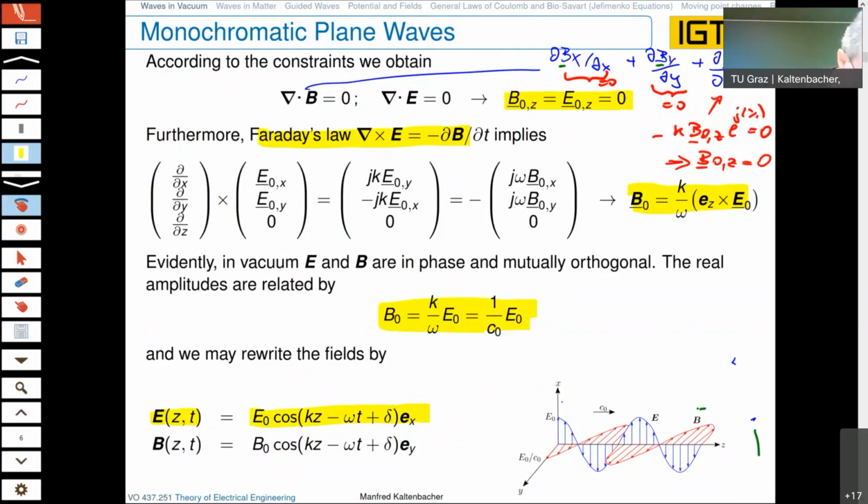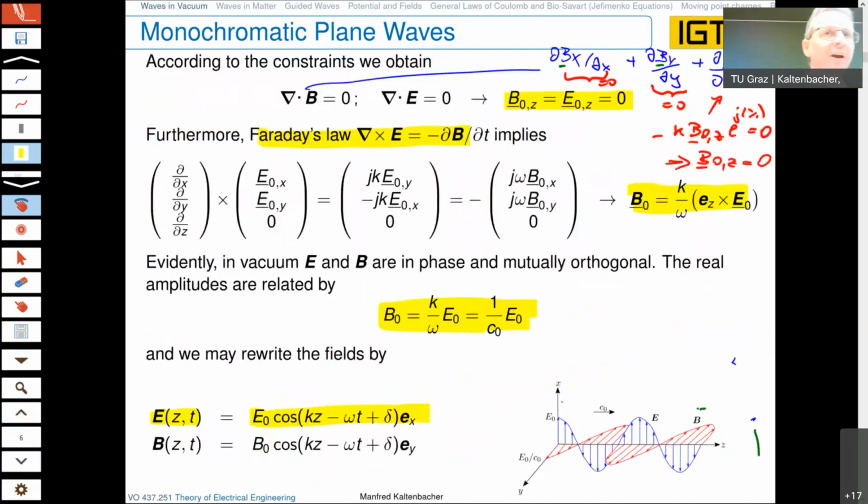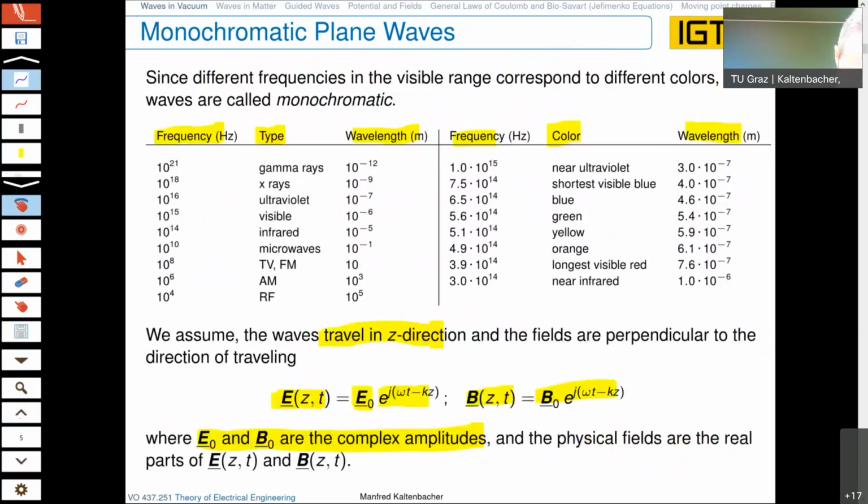Okay, and I have forgotten to exchange this. I don't know what is in your version. You have to exchange this, because we have made the ansatz as omega t minus kz.